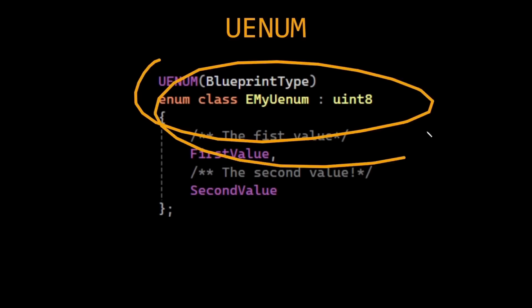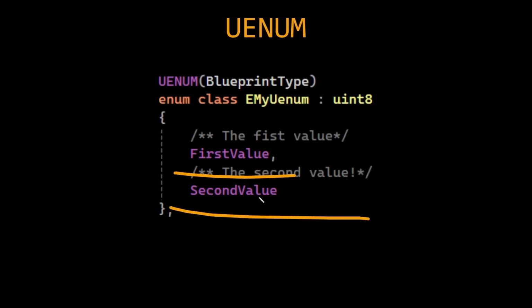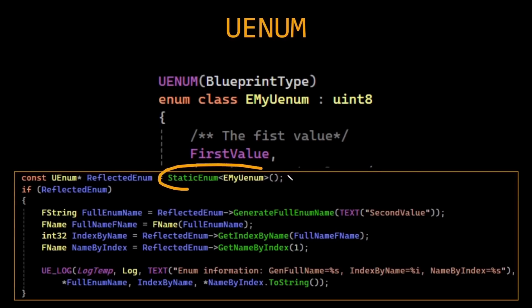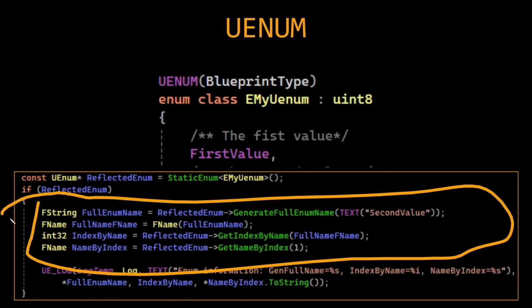The same is true for enum. So here's an enum that has two values, first value, second value. And there's this static enum function we can call to get a UEnum pointer, which seems to be a reflected enum. We can do things like get the name. We can get the index of the value by name. So that's the second value. We get a name by index. And we can log those, and all that is expected. This is effectively an enum that has been reflected.